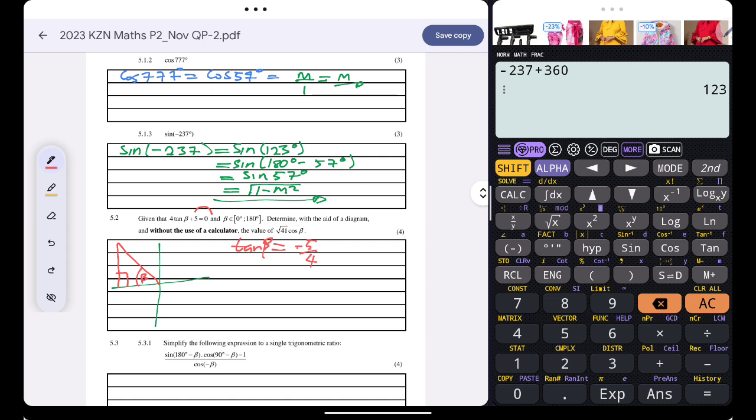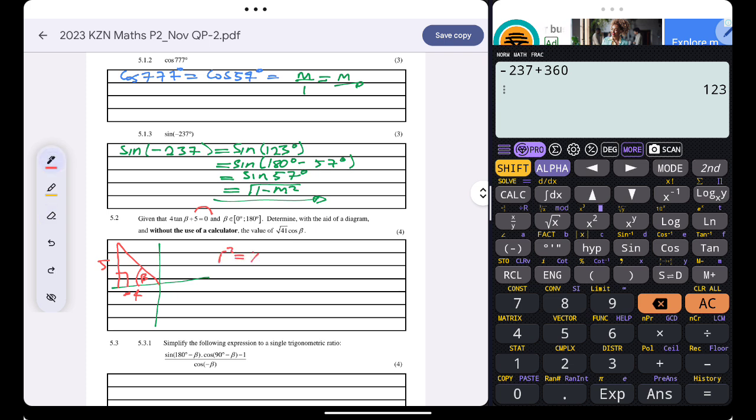By definition, tan is opposite over adjacent, right? So this will be positive 5 because our triangle is above the x-axis, but this one will be negative 4 because our triangle is on the left hand side of the y-axis, right? When you divide the two, we'll get a negative answer. Then all we need to find now is the hypotenuse. How can you find the hypotenuse? By using the Pythagoras theorem.